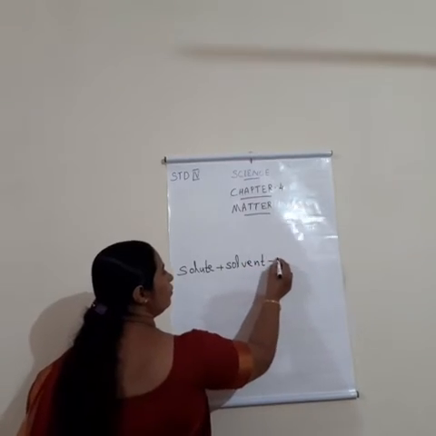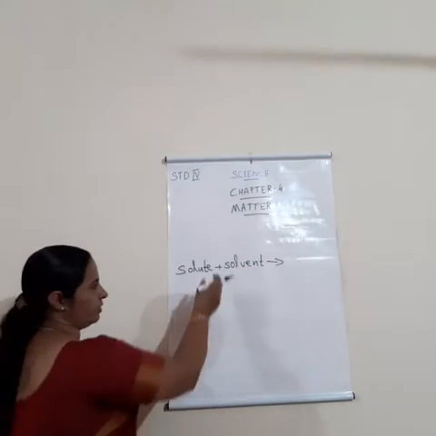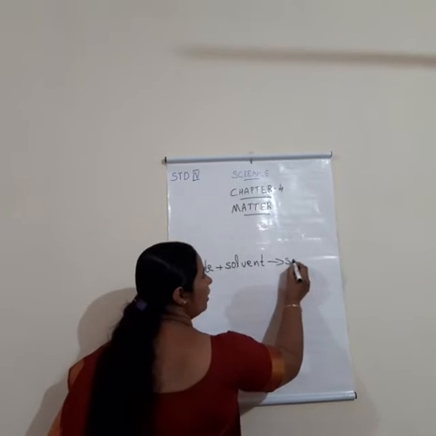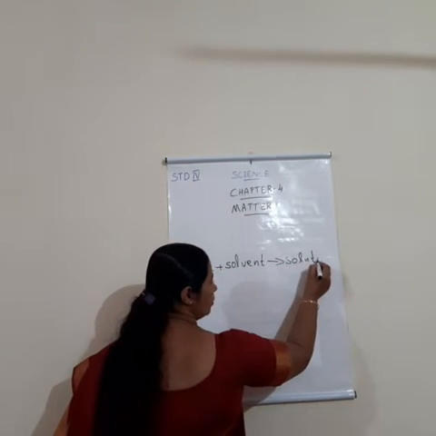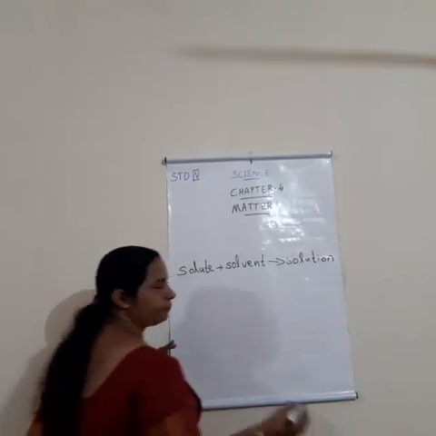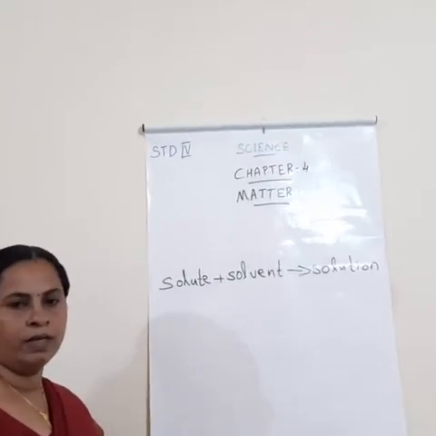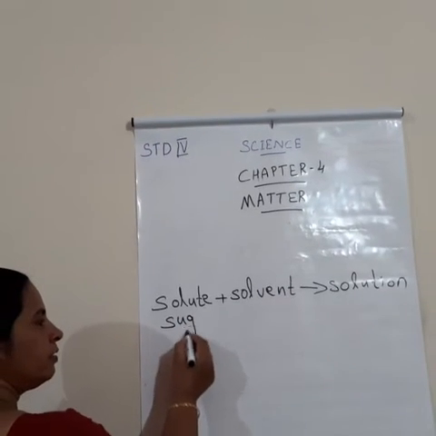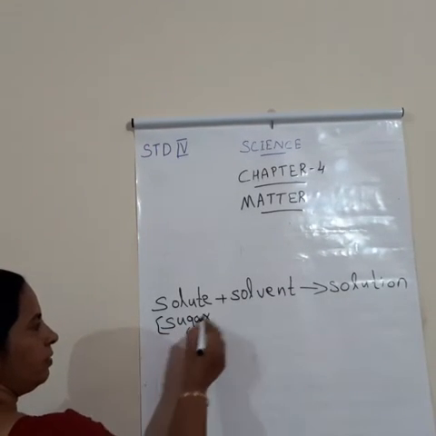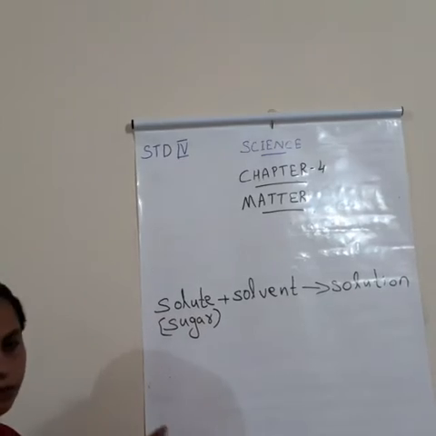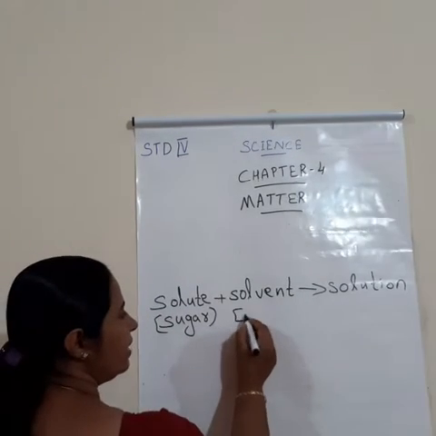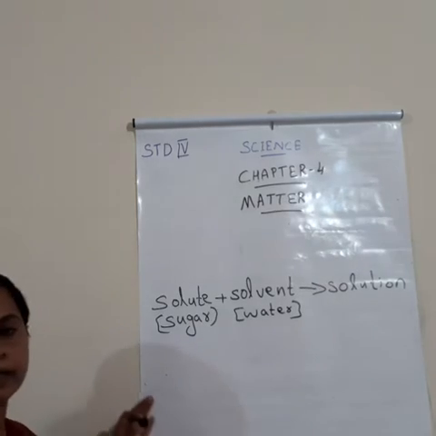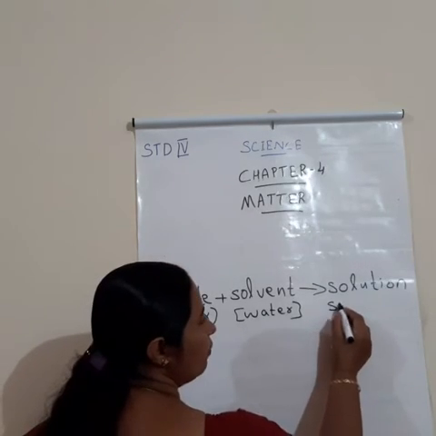The solute and solvent together make the solution. In the first example, the solute is the sugar. Sugar is the solute and water is the solvent, and sugar solution is formed.